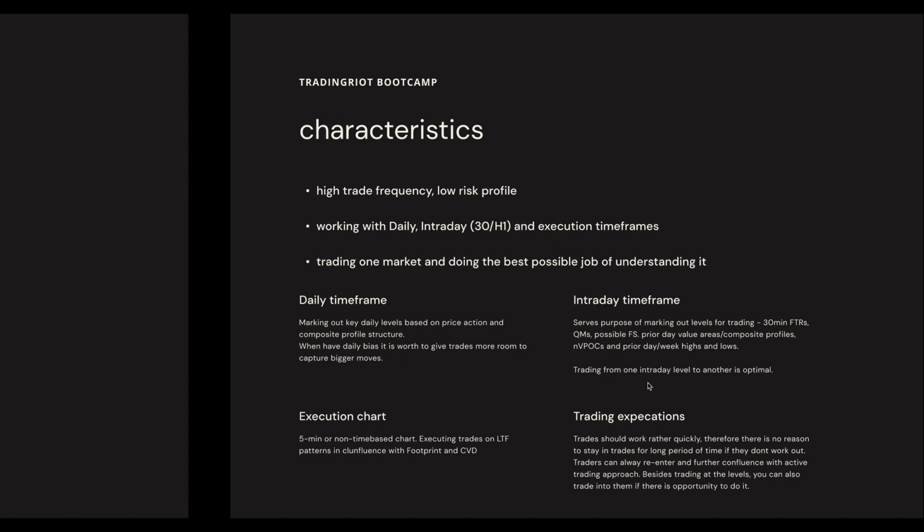So if you take a trade from a 30-minute level, you want to be running the trade to the next 30-minute level. The execution chart will then be the chart where you will actually execute the trades. That's going to be the 5-minute or non-time based chart. I use tick charts, but sticking to 5-minute is completely fine. Executing trades on lower time frames, patterns in confluence with footprint and cumulative volume delta.